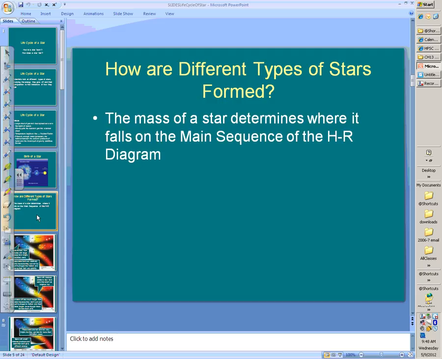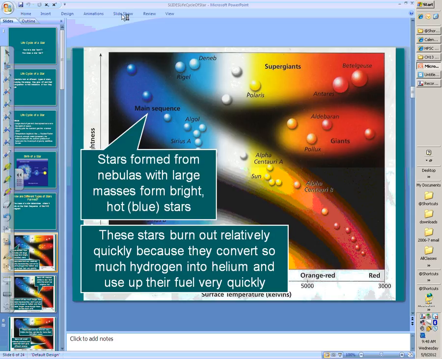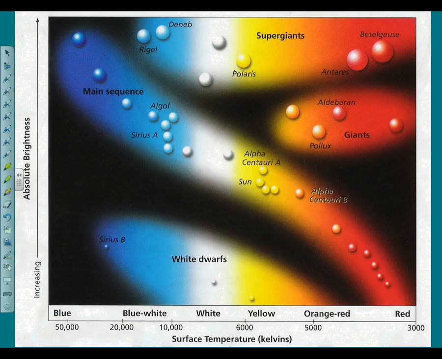What kind of star we get is really determined by the mass of that star. And I think this is where we left off yesterday. What kind of star we get is determined by the mass of the nebula that started it off. Okay? So, with that said, let's go here.